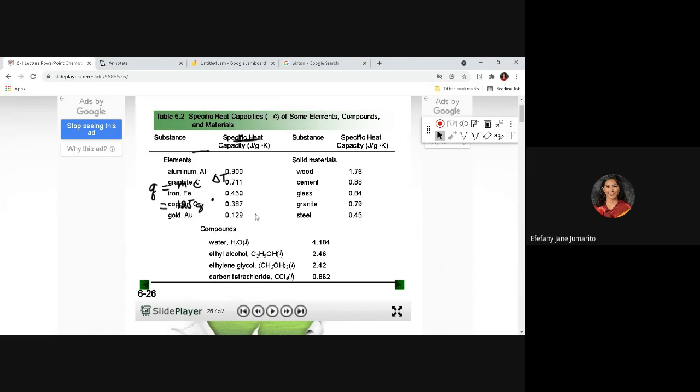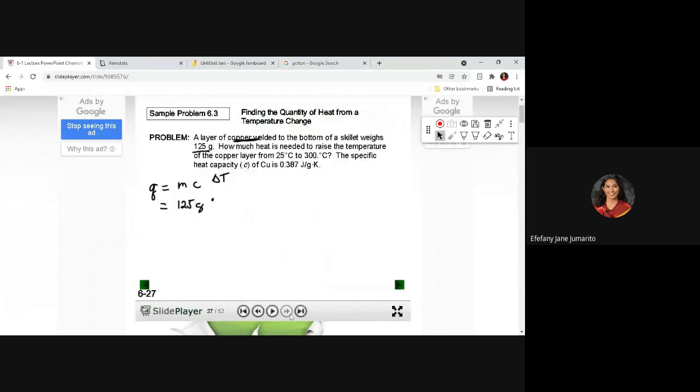0.387 joules per gram Kelvin. So it's in Kelvin, not in Celsius. Okay, we have that one.